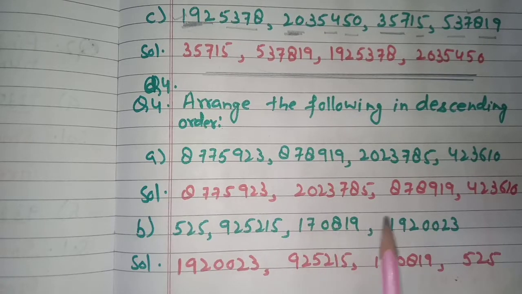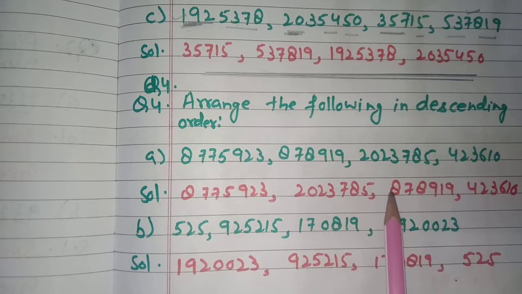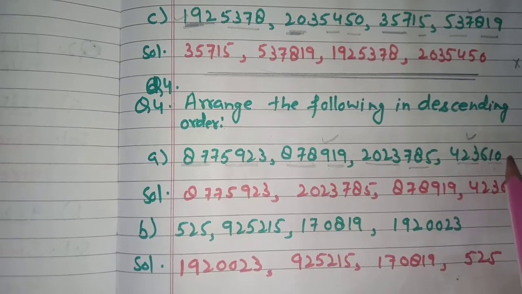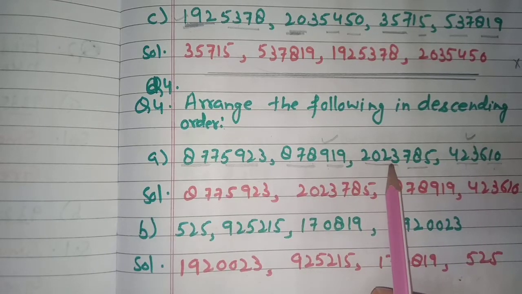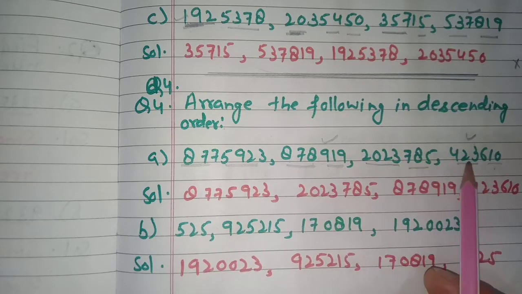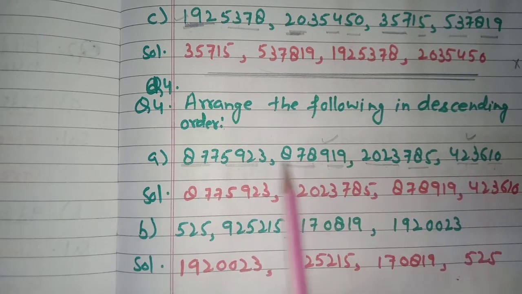Now in this question we have to arrange the given numbers in descending order, means from biggest to smallest. So let us compare all these numbers and see which one is the greatest one. So these two numbers are having 7 digits and these two numbers are having 6 digits. So these are the smaller ones. So let us compare the biggest ones.